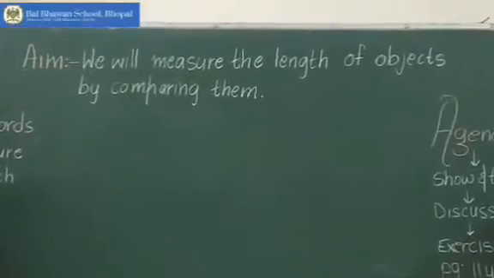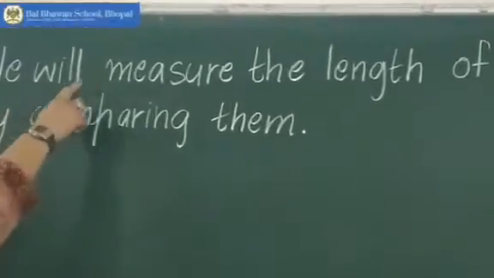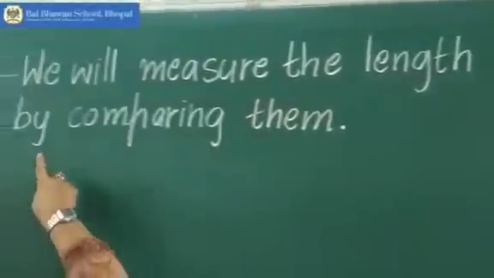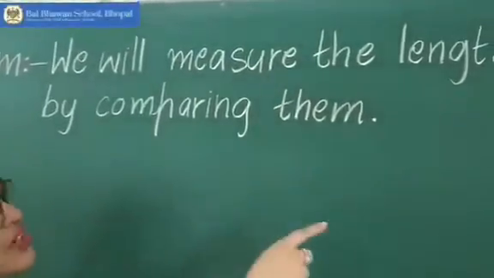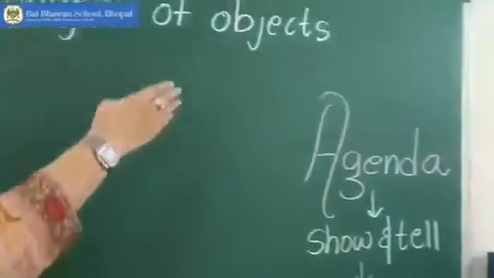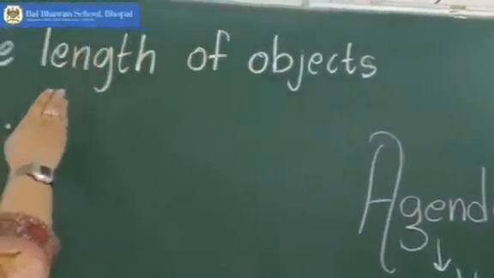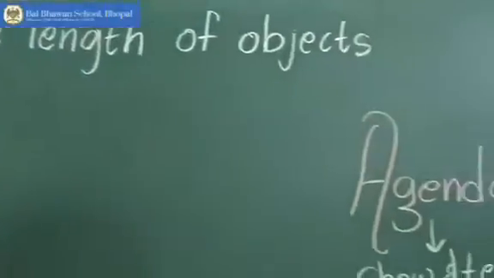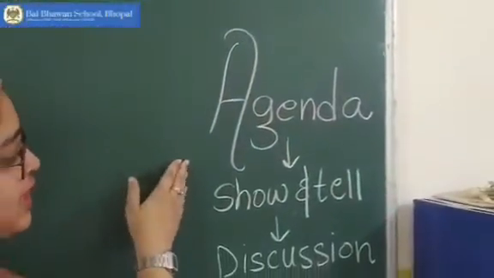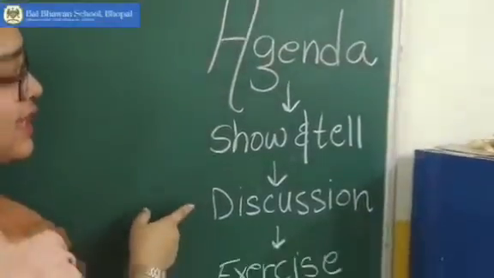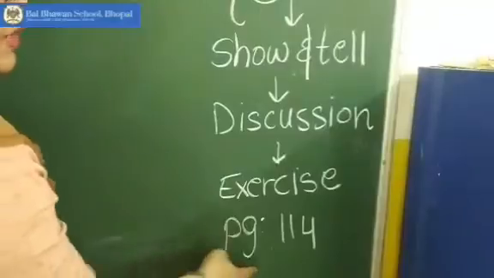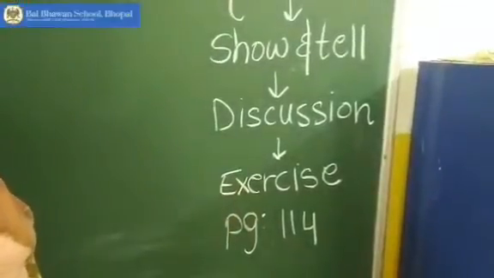In today's maths class, we will measure the length of objects by comparing them. Children, in today's class, we will take different objects, then we are going to measure their length by comparing. For that, we are going to follow the agenda: show and tell, then we will have a discussion, then we will start with the exercise on page number 114.